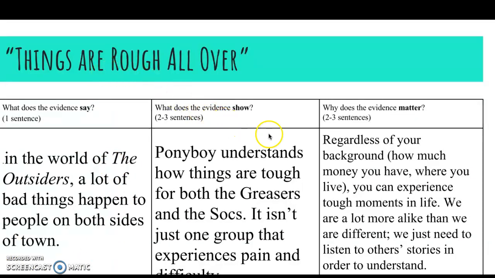My show, or my explanation of this, is that Ponyboy understands how things are tough for both the greasers and the socs. It isn't just one group that experiences pain and difficulty. So again, this is rooted in the text. I'm talking about Ponyboy, the greasers, and the socs. And then the last piece, this tougher, higher level thinking, is why does the evidence matter? We're trying to make a real world connection here. So why does it matter?